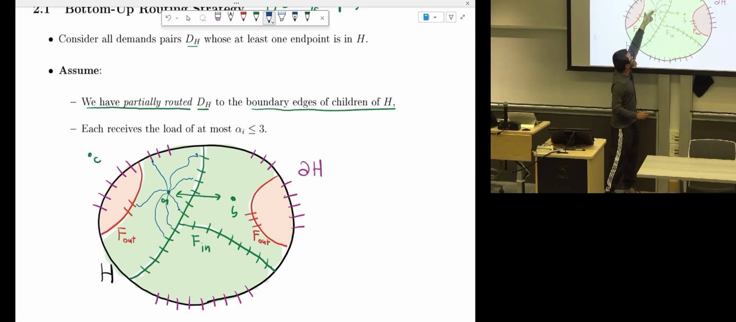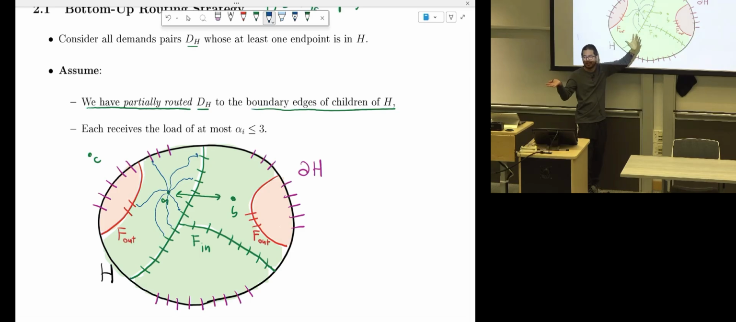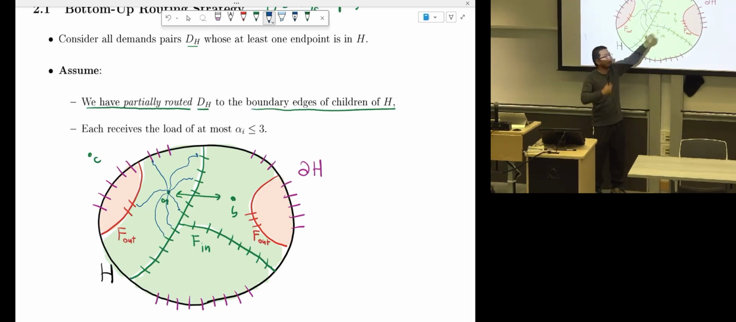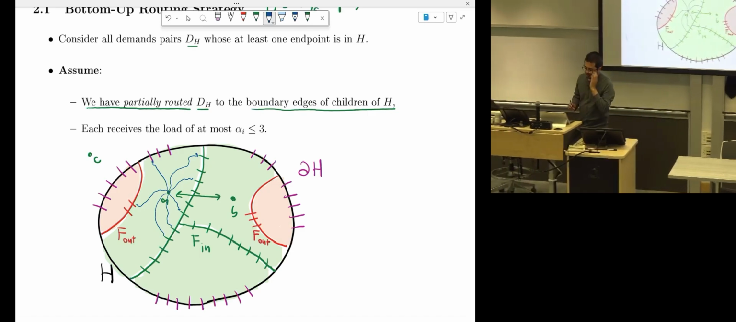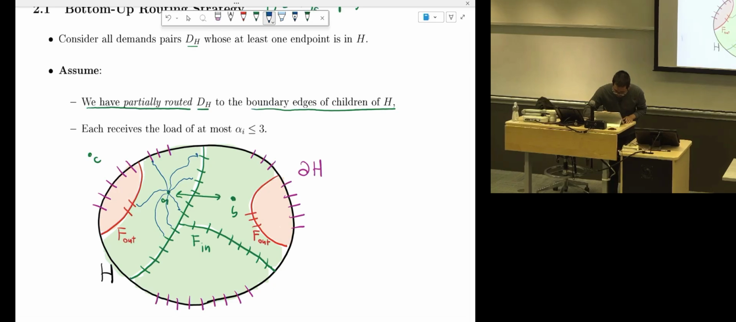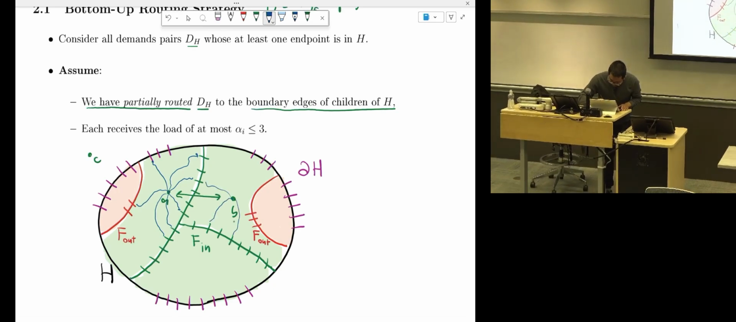So the goal is to get some flow path that connects maybe from A to B or from A to C. That's the goal. But I have partially routed the flow path and it stopped at the boundary of the children. This guy, I might also have sent some flow and it maybe stops here.